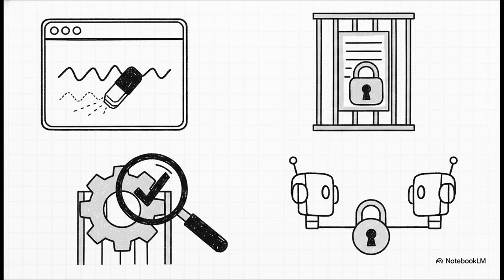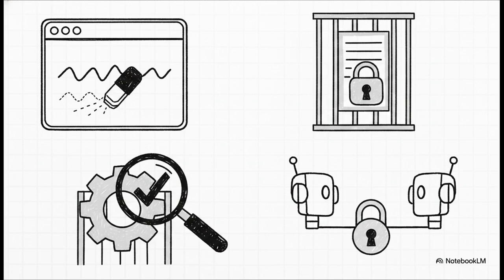Boundary 1, web content. You have to aggressively strip executable instructions before they ever reach the context window. Use a separate, lightweight sanitizer model just to classify retrieved content as data only. Boundary 2, document ingestion. Flag and quarantine any text chunks containing imperative, command-like language. Boundary 3, tool outputs. Strictly validate those response schemas so malicious payloads can't piggyback on your API responses.